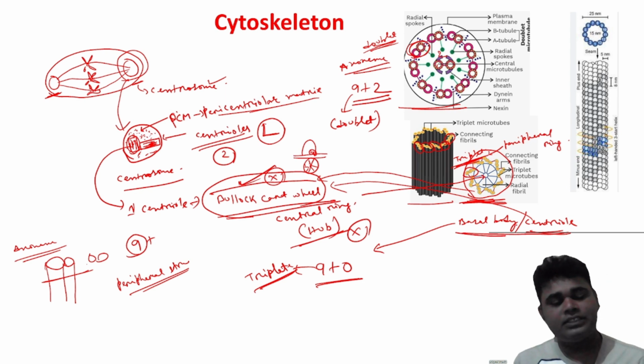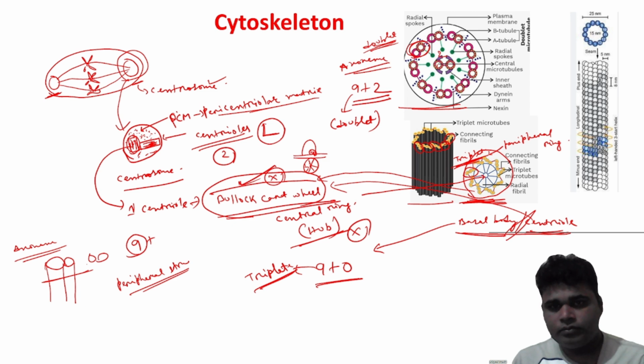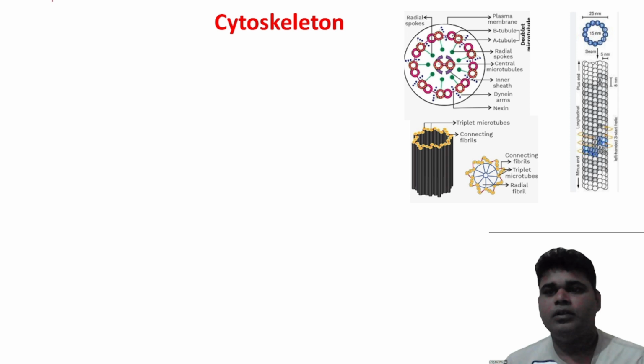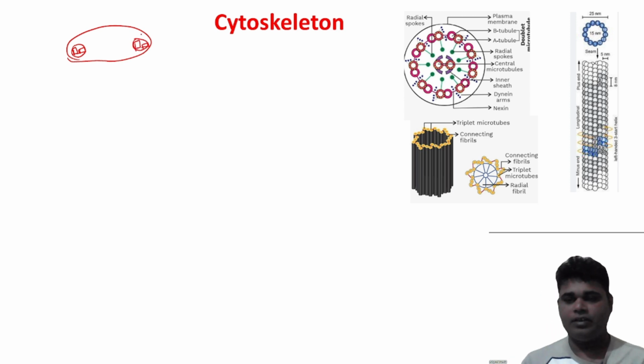The basal body is the same as the centriole. Here the centriole forms the cilia and the flagella, and the process is called ciliogenesis. Now this is one centrosome, and this is another centrosome. In each centrosome, two centrioles are present perpendicularly.